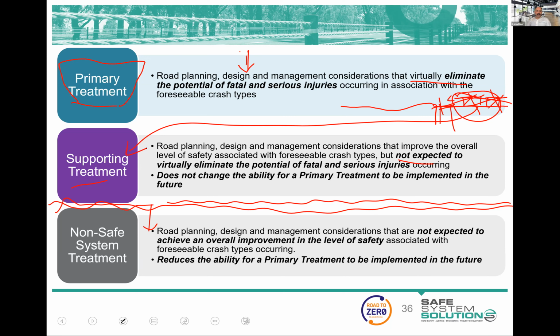or am I still outside of those tolerable levels? And then the non-safe system is just anything that makes the whole situation worse, or really reduces the ability for a primary treatment to go into the future. That one, again, doesn't get used that much.